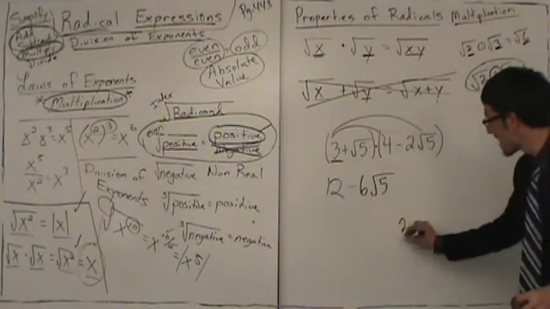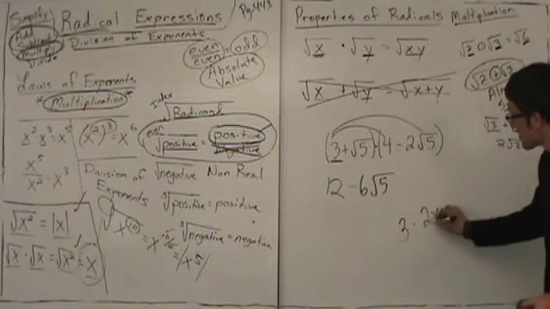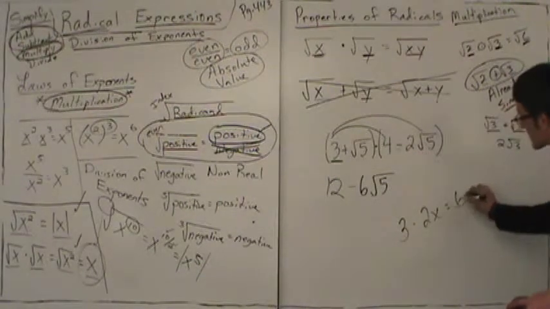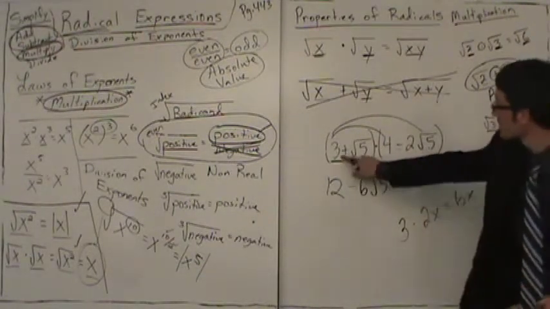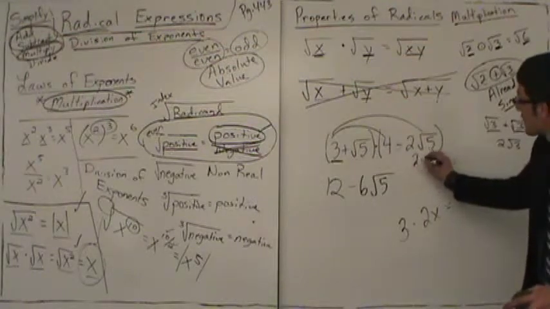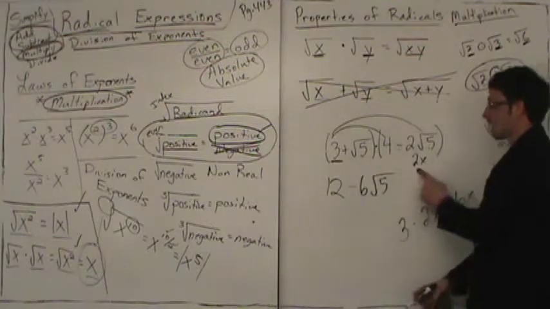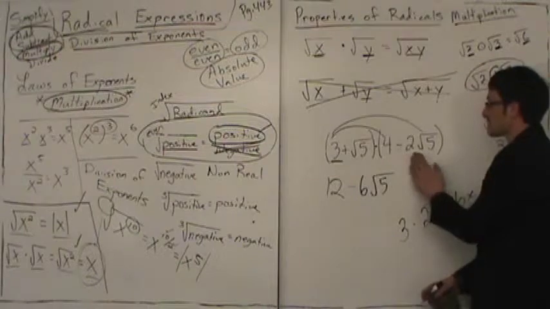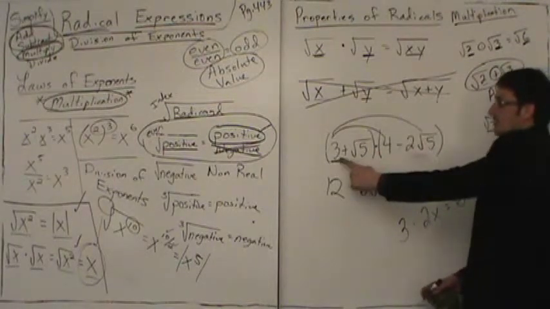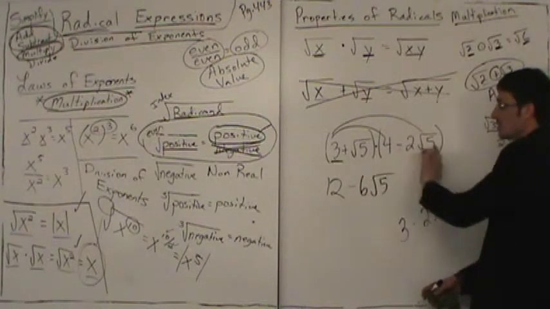Think of this: if I ask you, what is 3 times 2x? We get 6x. So what is 3 times 2 root 5? Think of 2 root 5 as 2x. You would get 6x. So I want you to think of this root 5 as an x. So 3 times 2 gives 6, and we glue the root 5 to the end.